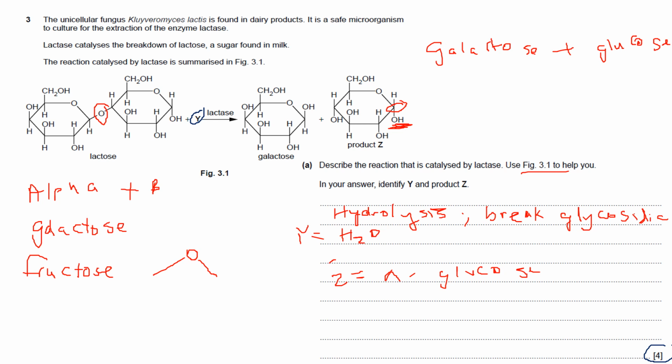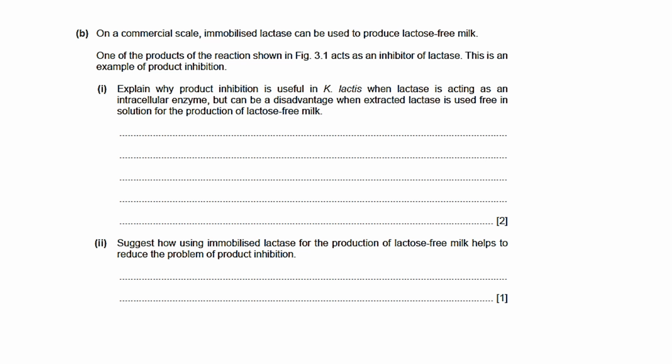So it is a hydrolysis reaction that involves the breaking of the glycosidic bond. Y is water, which helps with the breaking of the bond to produce galactose, and alpha glucose, which is product Z. That should get you 4 marks. Okay, so I see here they have also combined enzymes with this question, with biological molecules.